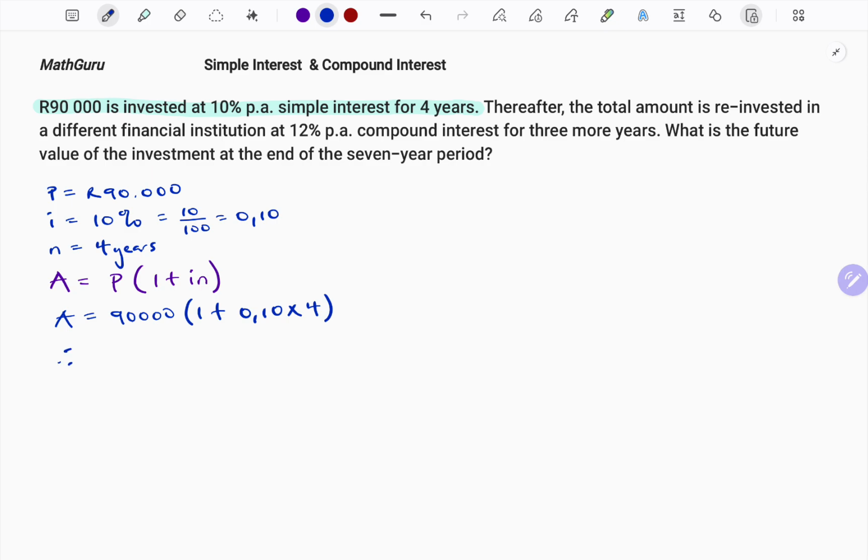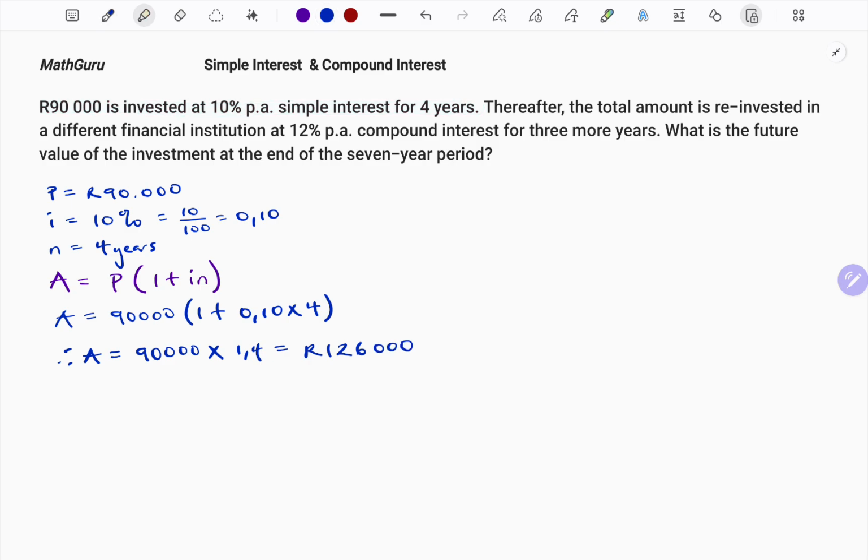So therefore, your accumulated amount after 4 years will be 90,000 times 1 plus 0.10 times 4, that's 1.4, and that is equal to, in rands, 126,000 rands.